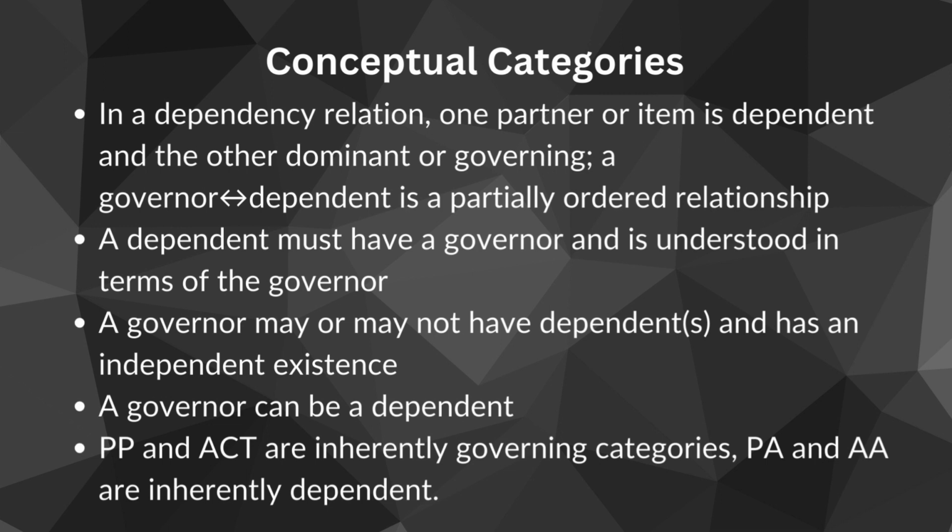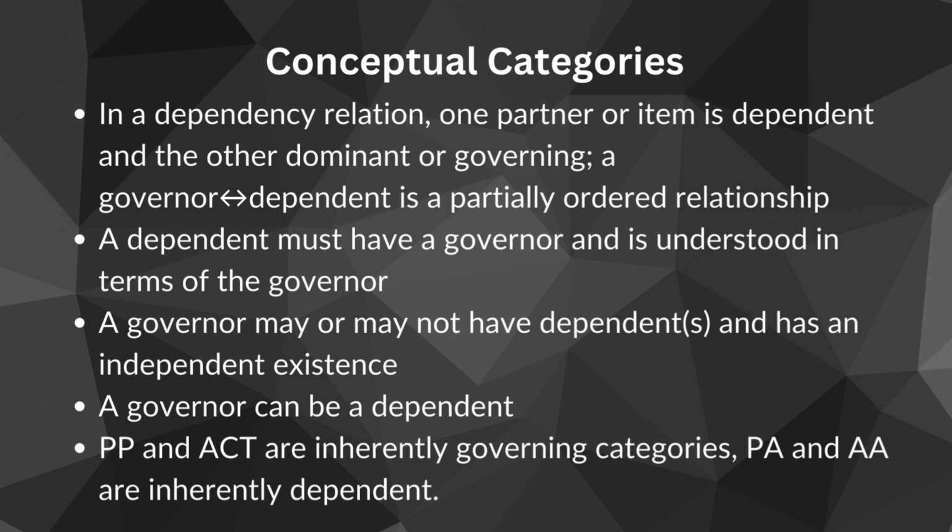The dependent element relies on the dominant one for its meaning and function, and its interpretation is often framed in the context of the governor. A governor, on the other hand, can stand alone with independent significance and may or may not have dependents of its own. Significantly, a governor can also be a dependent within a larger structure, showcasing the linked nature of these roles.